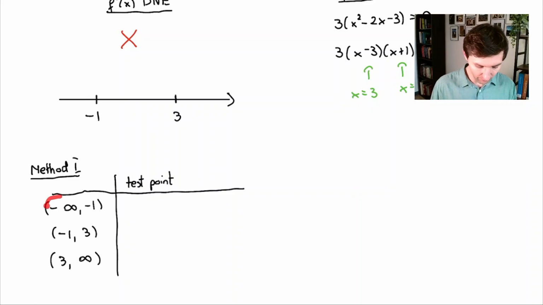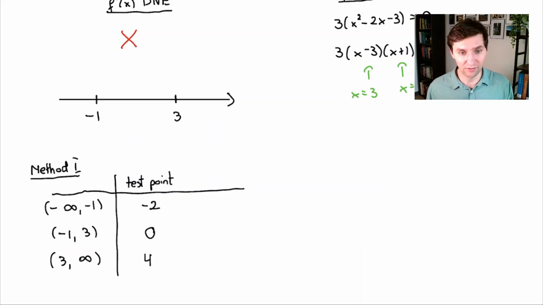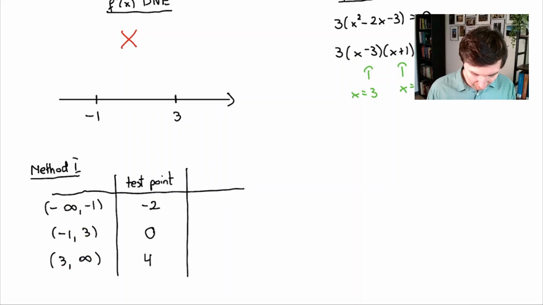For example, a point in this interval is -2. A point in this interval is 0. And finally, a point in the last interval is 4. You can choose other test points if you wish, as long as they're inside of those intervals. I will test now if my derivative is positive or negative at those test points.